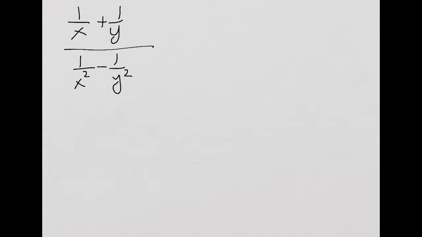Okay, so what does it mean to simplify? To simplify means we want to cancel out any common factors, but really we want one fraction in the final answer. So what we're going to do is do these separately. We'll simplify 1 over x plus 1 over y separately. Then we'll simplify 1 over x squared minus 1 over y squared, and then we'll see what we can do from there. All right, so let's take a look.